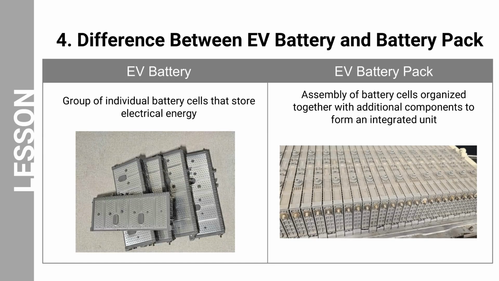Let us now look at the main difference between an EV battery and an EV battery pack. An EV battery is a group of individual cells that store electrical energy. In contrast, the EV battery pack is the complete assembly of multiple EV battery cells organized together with additional components, such as a battery management system, BMS, that help to control and protect the battery cells to form a functional and integrated unit for powering the EV.